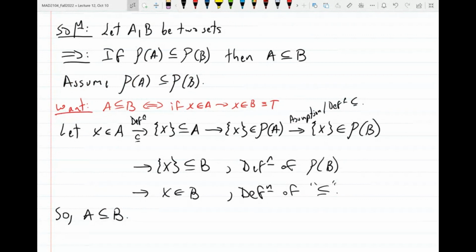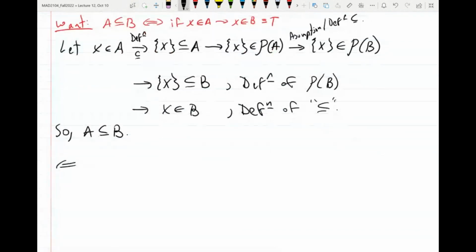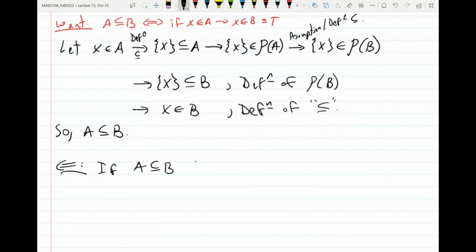Now, do you see how to do it the other way around? How would you do it the other way? Let's say try it, and then on Wednesday we're going to discuss. Let me just write what the other way around would be. So now you want to show that if A is a subset of B, then the power set of A must be a subset of the power set of B.